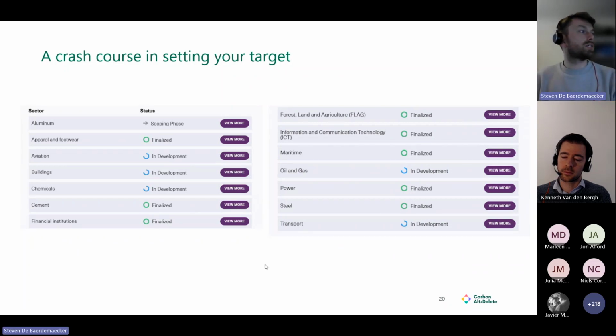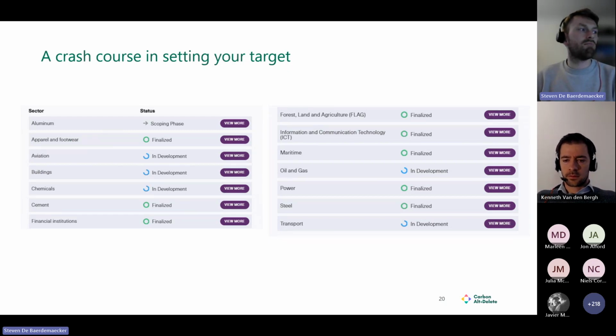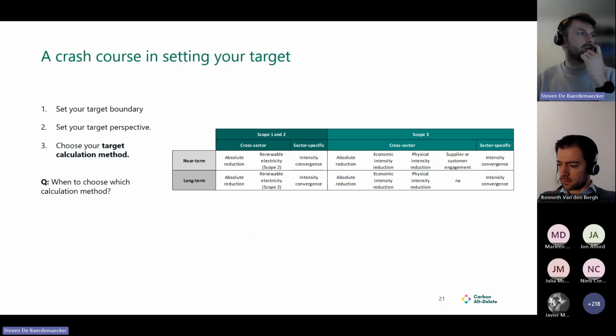I won't go into detail on all of them, but you will notice that these are indeed, in general, the sectors that have the highest greenhouse gas intensity. So that's why they really focused on these sectors.